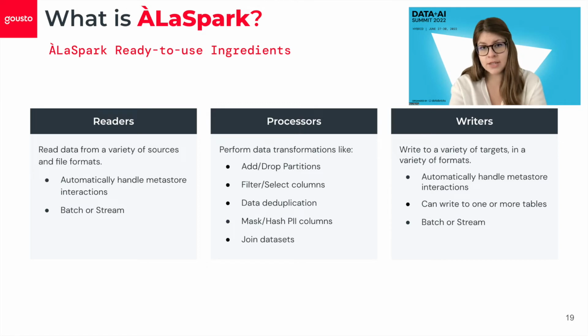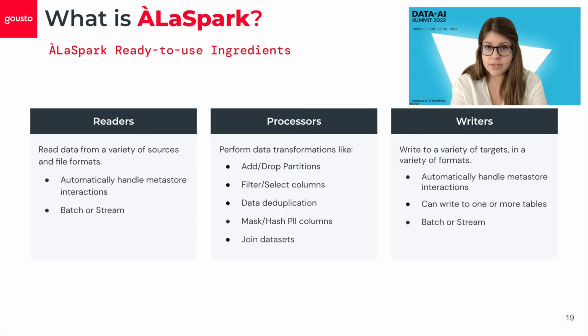Readers are for extracting data from a source and handling metastore interactions, and they would differ based on the source, the file format that we're ingesting, or if we want to create a batch or stream job. Processors allow you to do small, specific transformations to the data, whether it's at table level, column level, or row level, like adding or dropping partitions, columns, removing duplicates.